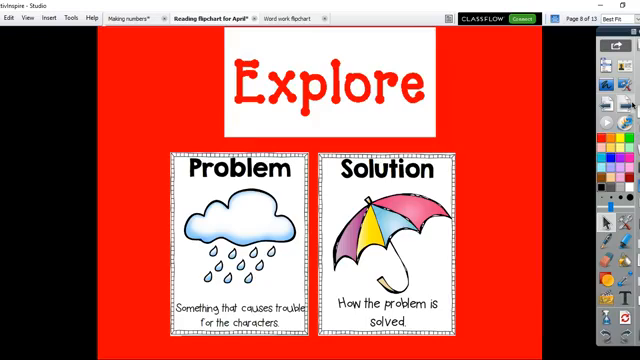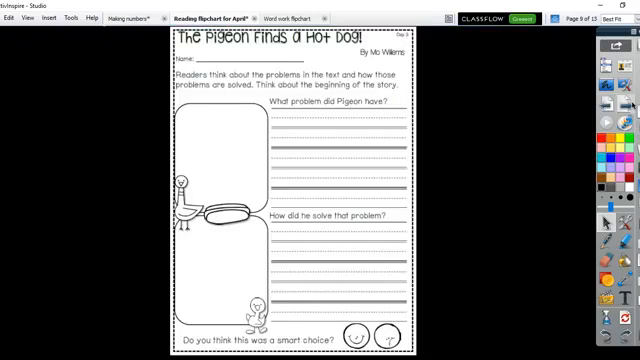How did Pigeon solve his problem in the book? Or did Pigeon solve his problem in the book? Sometimes you have problems in books that don't have a solution. Most of the time in children's literature, there is a solution, but sometimes there's not. So let's dive right in. Pigeon finds a hot dog.